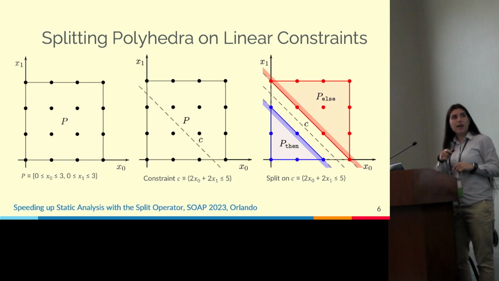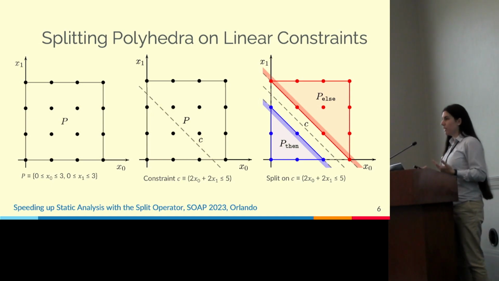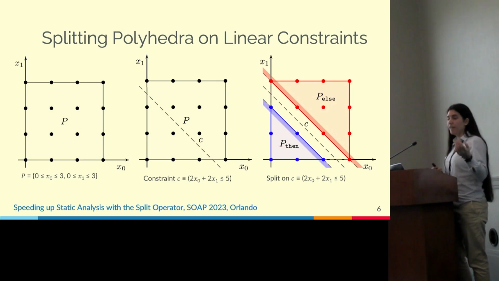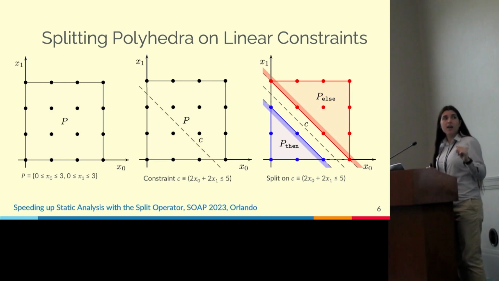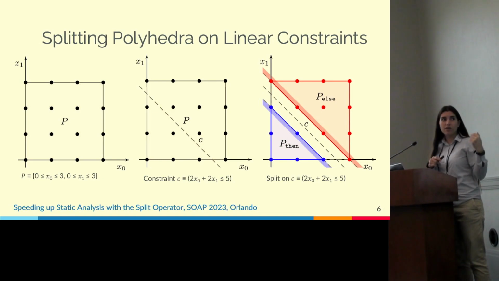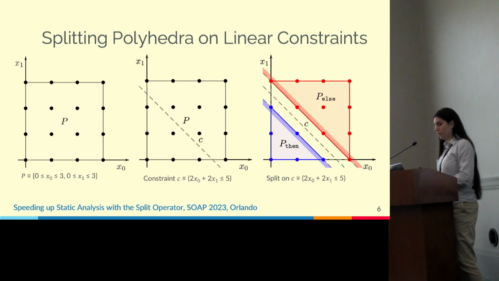Of course, and as you can see, with a smart implementation of the split operator, as the one that we have in the PP-Lite library, we can refine much of the work and factorize much of the work that is done to compute the refined element for the condition and the negation of the condition.